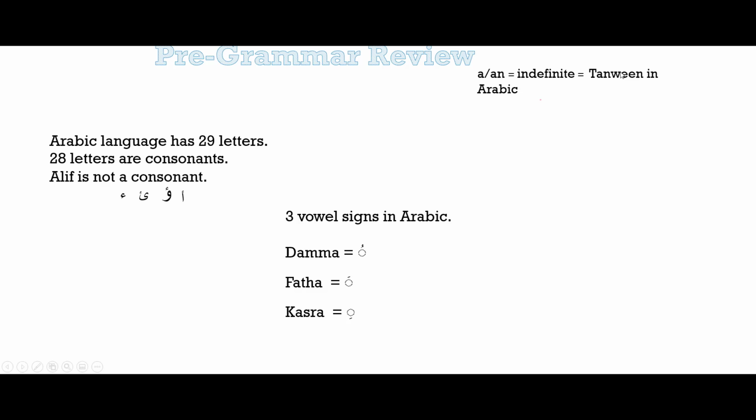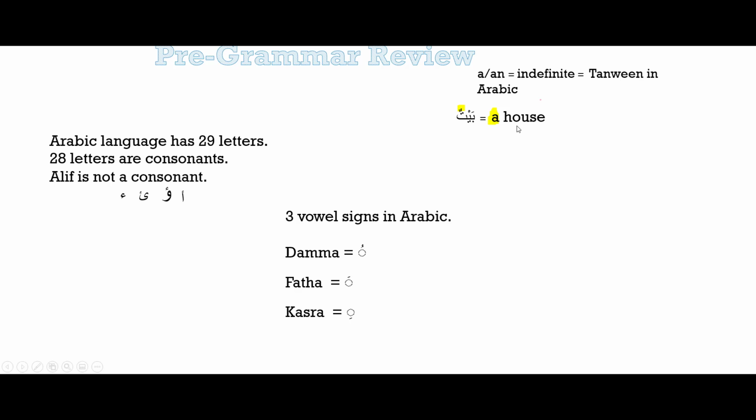And something about the indefinite noun. The sign to show an indefinite noun is this tanween. When we double this vowel sign, it is called tanween. And this tanween can be any kind. It can be dhamma tanween, fatha tanween or kasra tanween. The presence of tanween on a noun indicates that the noun is indefinite.